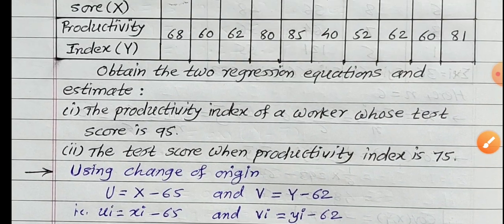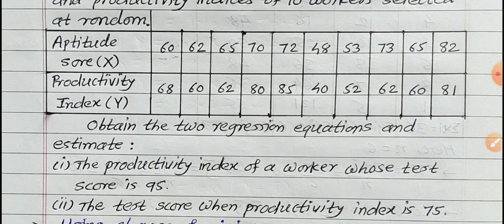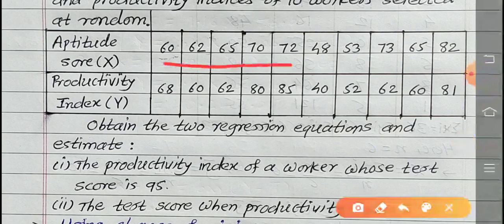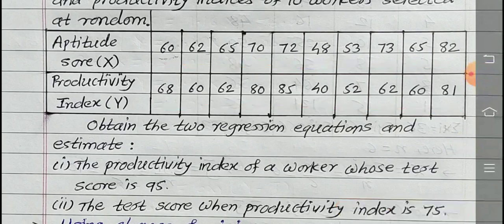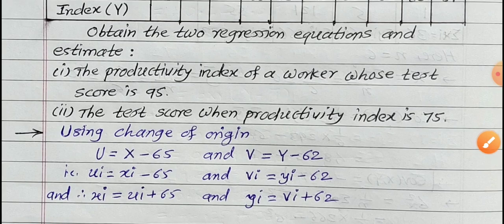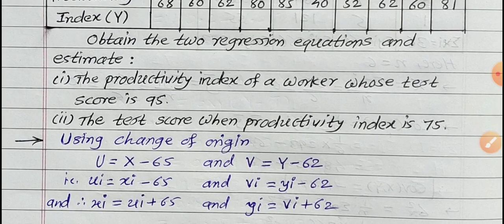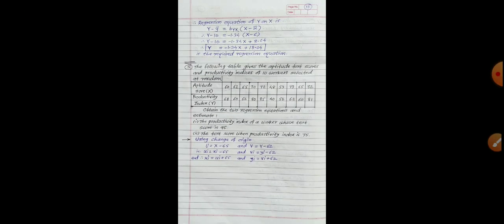Now you see the variable values are given. These values are very big. So when we observe that the values are very big numbers, we are using one method that is called change of origin. I will explain how to use this change of origin method here.